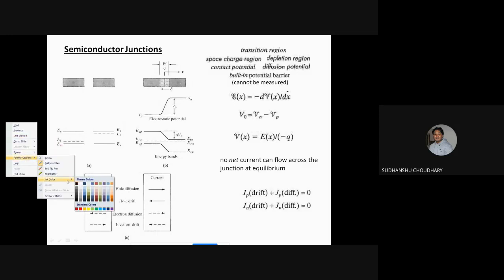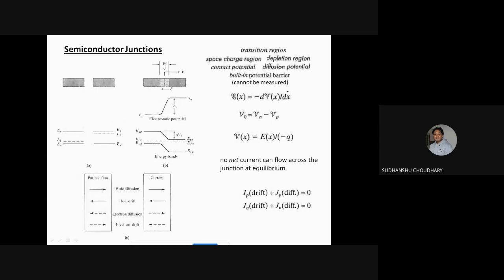Maybe let us understand these keywords. So I said a transition region, right? So transition region is this one. So this is my transition region. So why is it called transition region? Because this is created by the transition of electrons and holes from one side to another, right? Or this is also called space charge region.